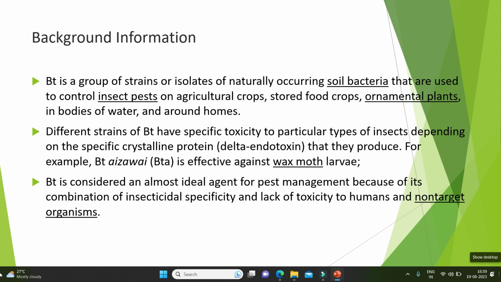The strains are isolated from naturally occurring soil bacteria that are found on insect pests, agricultural crops, stored fruits, ornamental plants, and water bodies around homes. Different strains have specific toxicity to particular types of insects, depending on the specific proteins that are produced. BT is considered an almost ideal agent for pest management because of its combination of insecticidal specificity and lack of toxicity to humans.